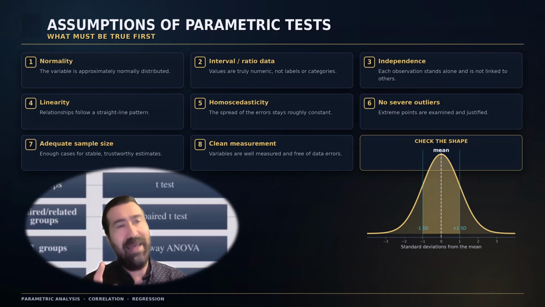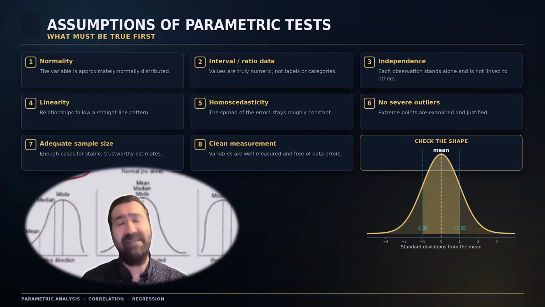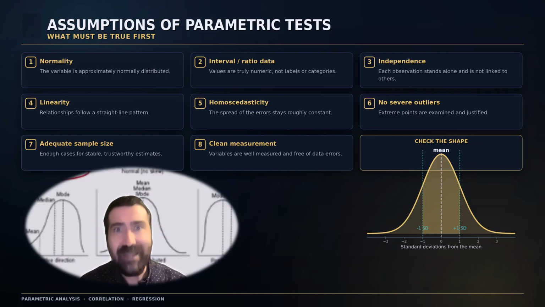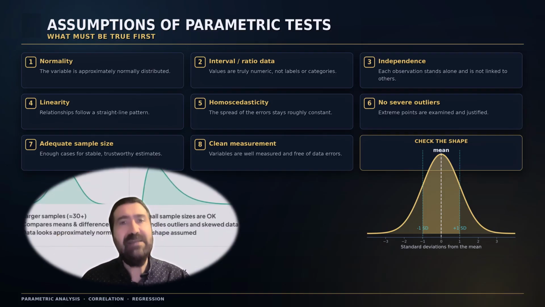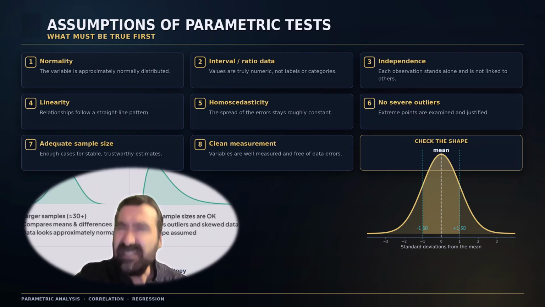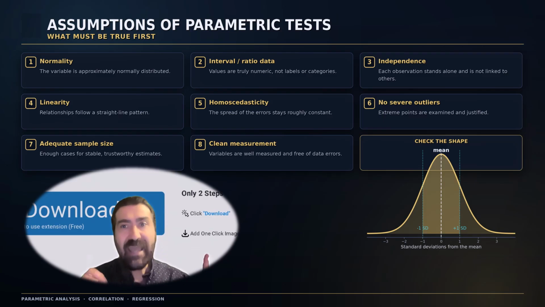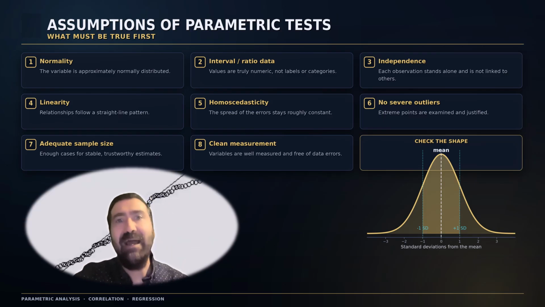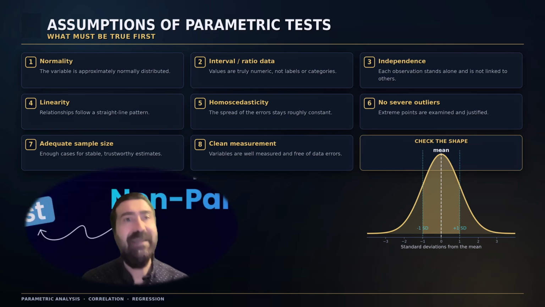Number one, normality. Your data, or more precisely, your model's errors, should be roughly bell-shaped. Number two, interval or ratio data. Your variables should be measured on a real numeric scale, not just sorted into categories. Number three, independence. Each observation should stand on its own and not be secretly tied to the others. Number four, linearity. The relationship you are studying should follow a roughly straight-line pattern.